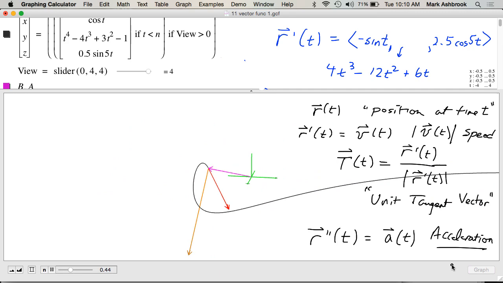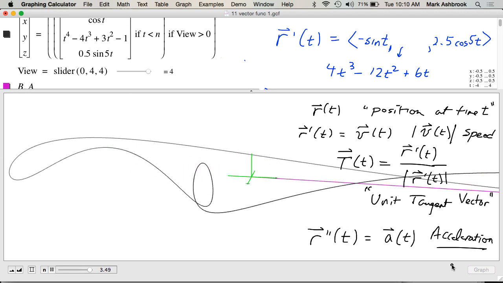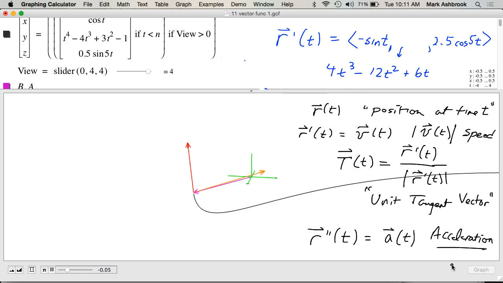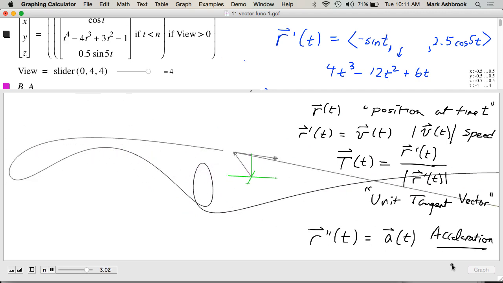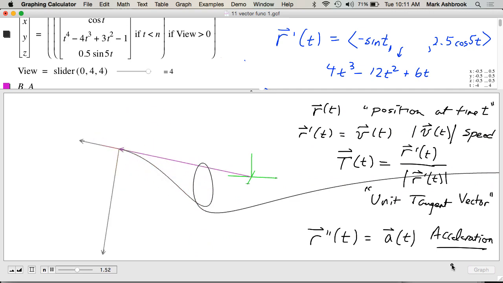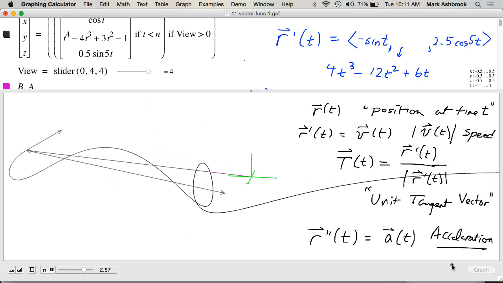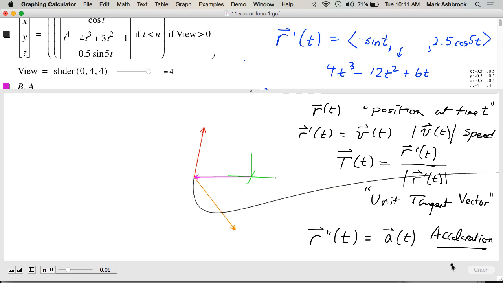To make heads or tails of this, we want to break it up into two components. One component is in the direction of the red vector, in the direction of T. That's the acceleration due to just changing speed. The component of A in the direction of T is due to changing speed. Then there's another component of A always pointing at the center of rotation when you're turning. That's called the normal component of A, normal to the curve, pointing inward to the center of curvature. That's the acceleration due to turning.